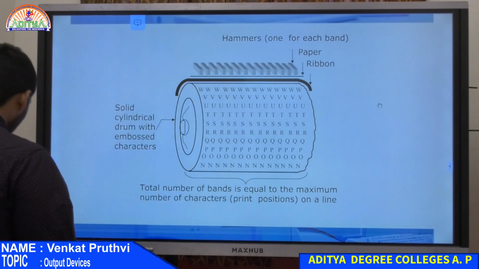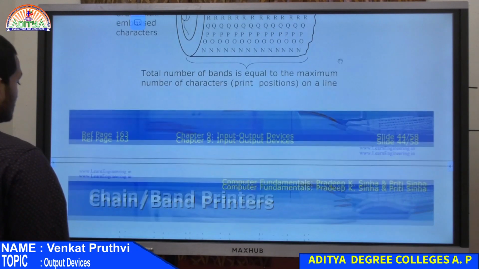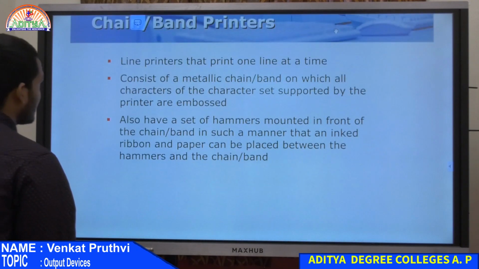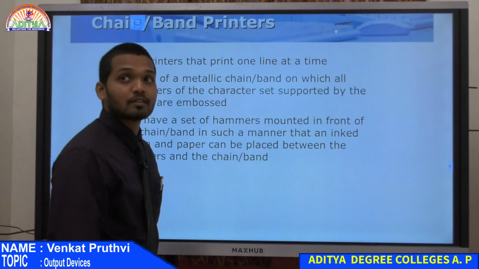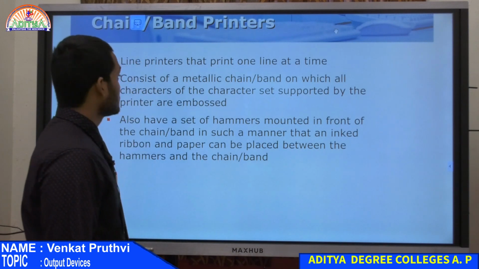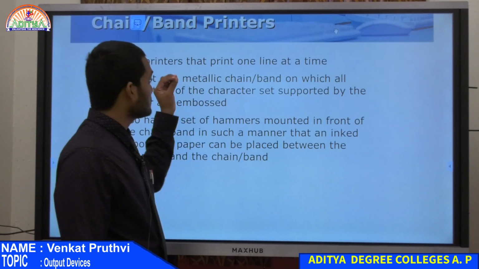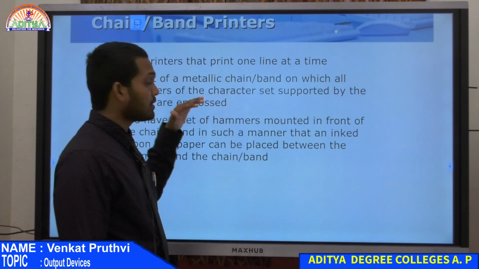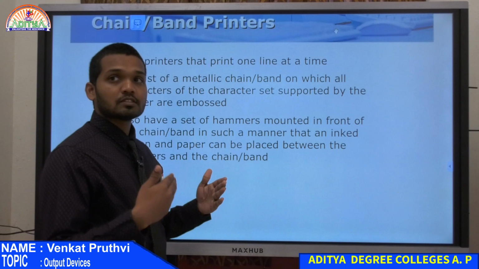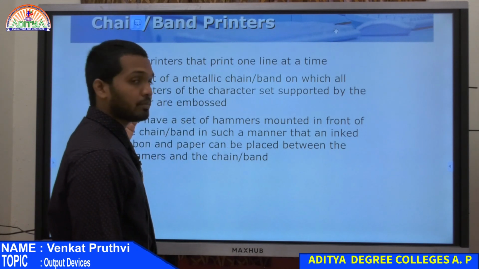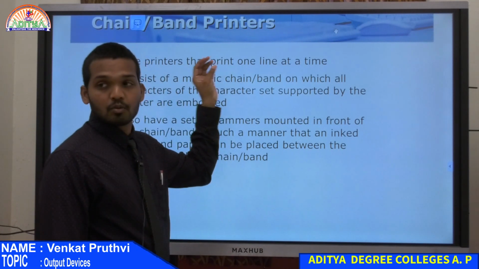Okay, and then the next thing is chain band printers. What do we mean by chain band printers? Line printers that print one line at a time. So a chain band printer is somewhat similar to your drum printer, but in this only one line is printed at a time. You cannot print different lines as output onto the paper, but you can only print one line at a time.